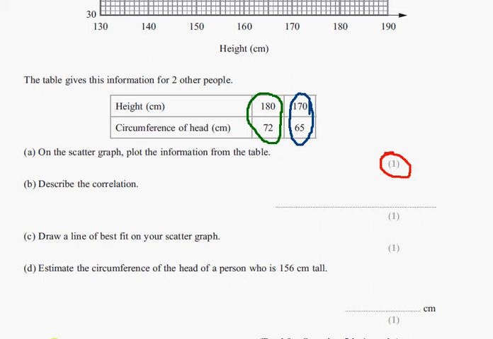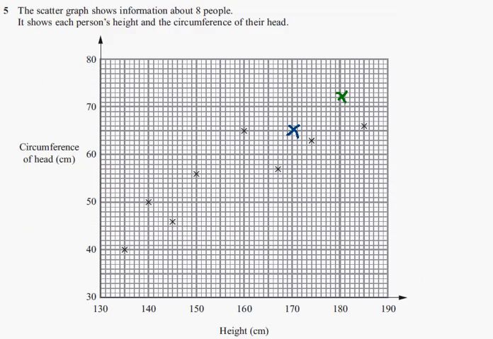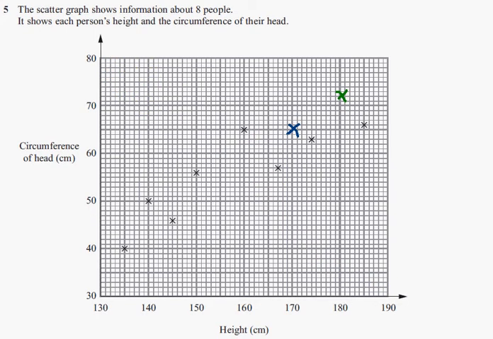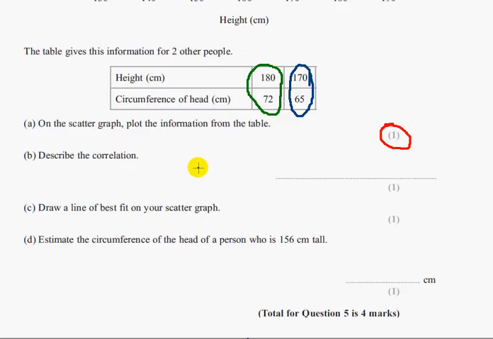Now describe the correlation. Correlation, let's have a look, is a positive correlation as it's going like that. Okay. Negative correlation is if most of the points generally went down in this kind of direction. So this one is a positive correlation. So I'll write that in, positive, and that's also worth 1 mark.